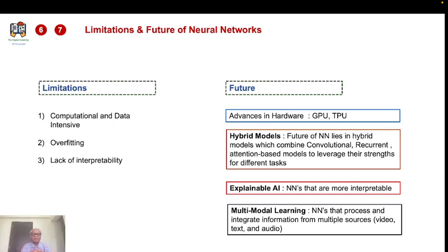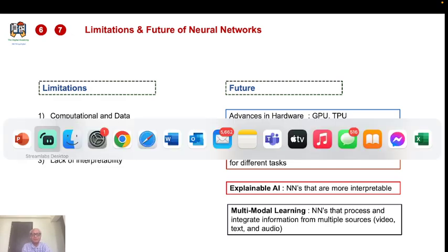The third important thing is explainable AI, neural networks that are more and more interpretable, which means it is no longer a black box. I understand what went into it. But the big thing going forward is neural networks that process information from multiple sources, which is actually an extension of the hybrid model, with video, text, and audio getting processed simultaneously, which gives a different kind of leverage to data, and therefore business models can be built around it.